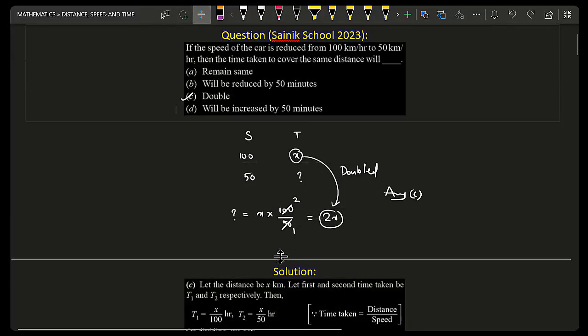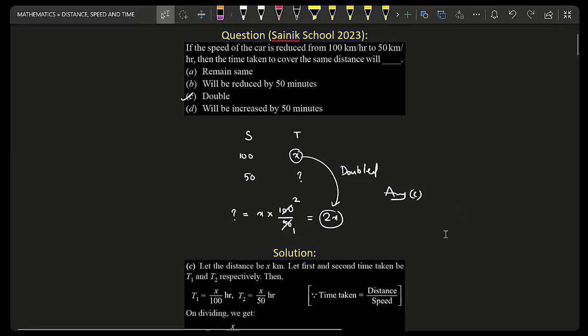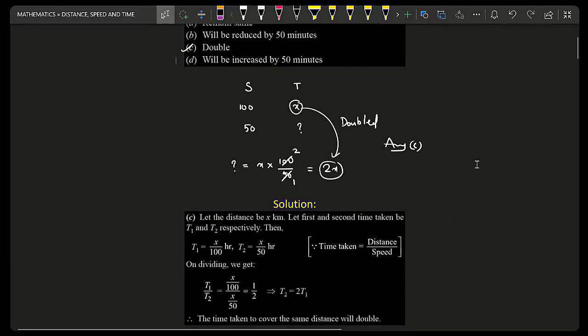So in the textual solution method, what we can do is, the distance is same, so let us take the distance as x. When you take the distance as x, then time you can calculate by the formula distance by speed. So t1 will be x by 100 and t2 will be x by 50. If you divide t1 by t2, then you are getting the answer 1 by 2. So it indicates that t2 is double t1. So in this method also we are able to solve. So the final answer is the time taken will be doubled because there is a decrease in the speed.